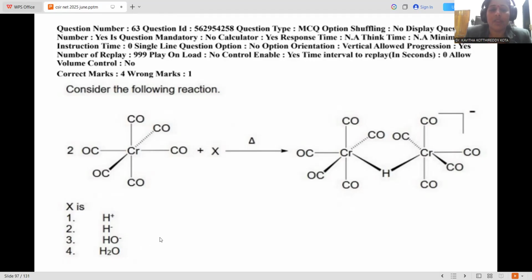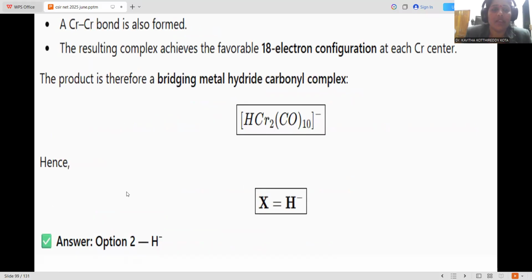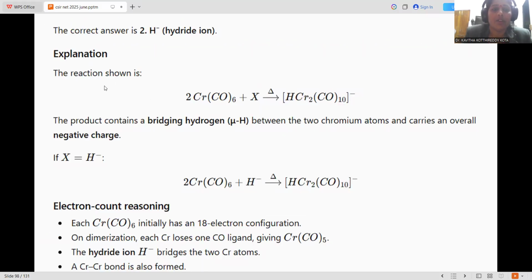In order to answer this one, we have a detailed explanation. In order to understand this reaction, the correct answer will be H minus. H minus is designated as a hydride ion. Hydrogen accompanied with a negative charge is called hydride ion. So how it satisfies the dimerization process, let me show. 2 moles of chromium hexacarbonyl are taken and added with X, which is unknown as of now. Heating is susceptible to the dimerization process, so that here the formation of [HCr2(CO)10]minus takes place, simply the dimeric product.